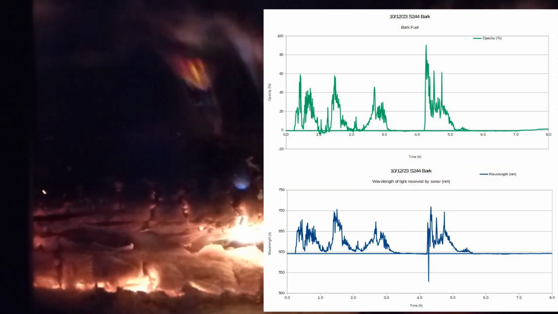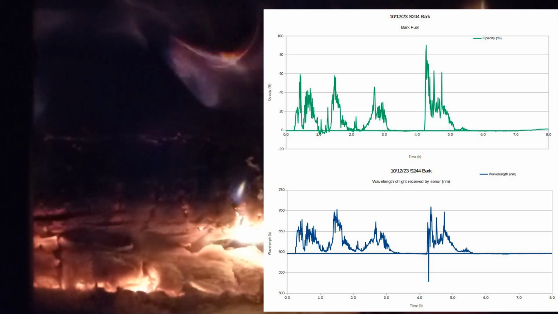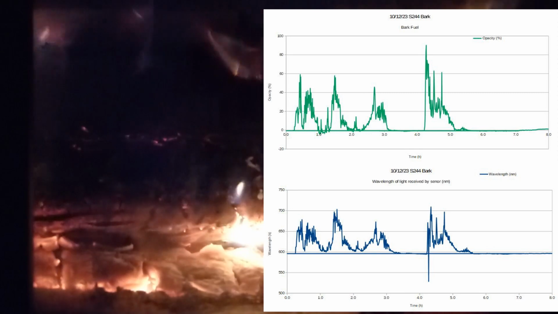The next chart below is the wavelength offset of the light. This is measured by the color sensor and appears to be a very telltale indicator of smoke as well.